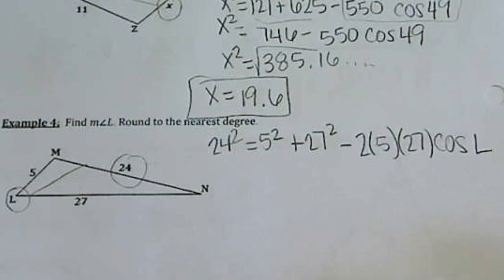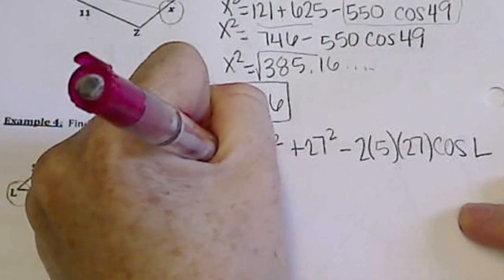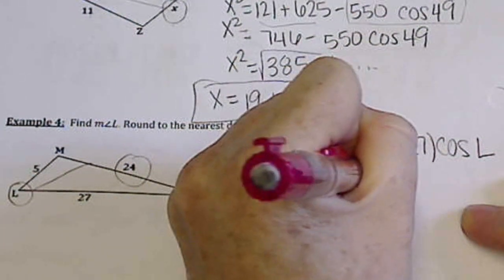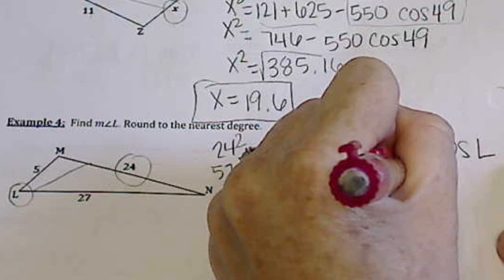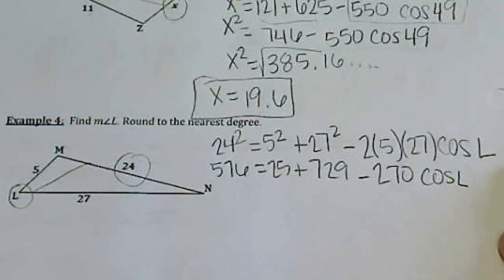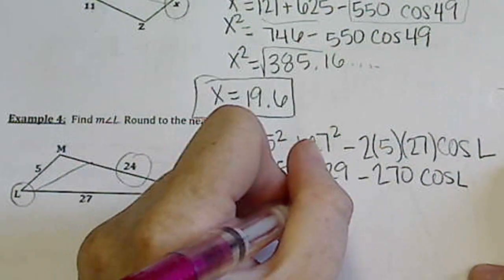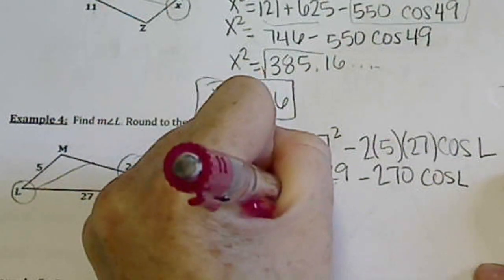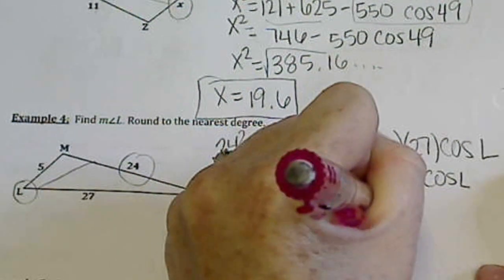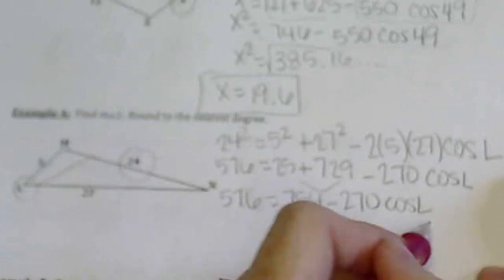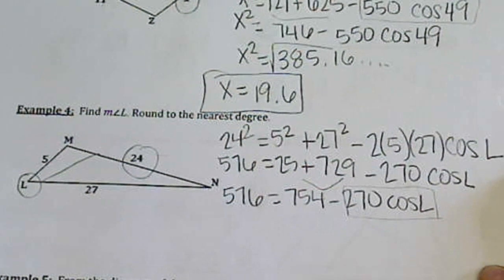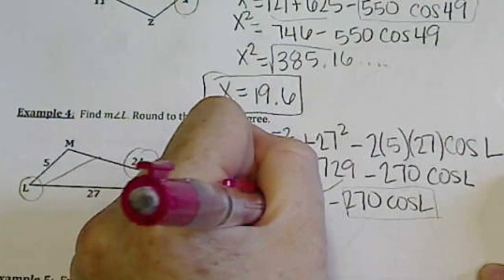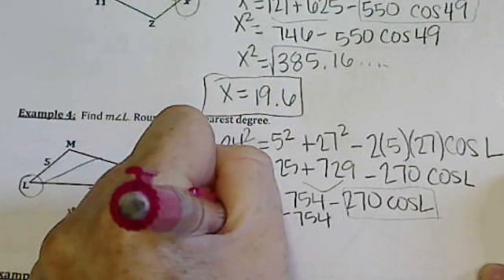Let's simplify that up a little bit. 576 equals 25 plus 729 minus 270 cosine L. Okay, let's simplify the first part again. 576 equals 754 minus 270 cosine L. Now remember, this is a package. They stay together, so you cannot subtract those. You can subtract 754 though from both sides.